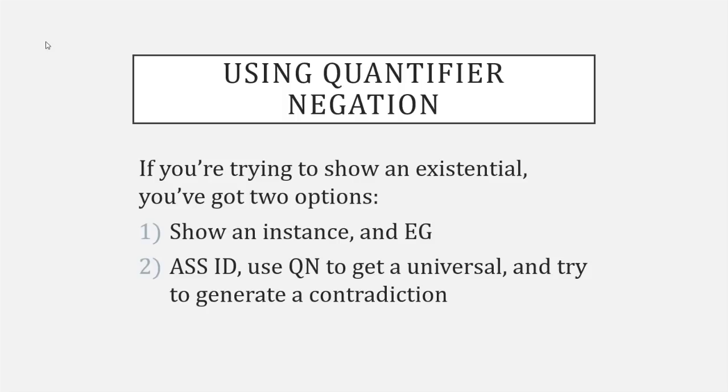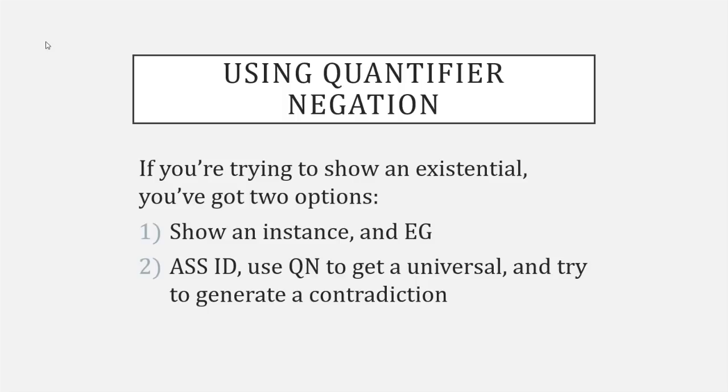If the thing that you're trying to show is big and complicated and you're like, I don't know how I'm going to build an instance of that, probably the strategy is going to be to assume ID, so start an indirect derivation, and then use quantifier negation on it to get a universal statement. So a negated existential gives you a universal statement. And that's typically going to be useful. Very often that's useful for building a contradiction.